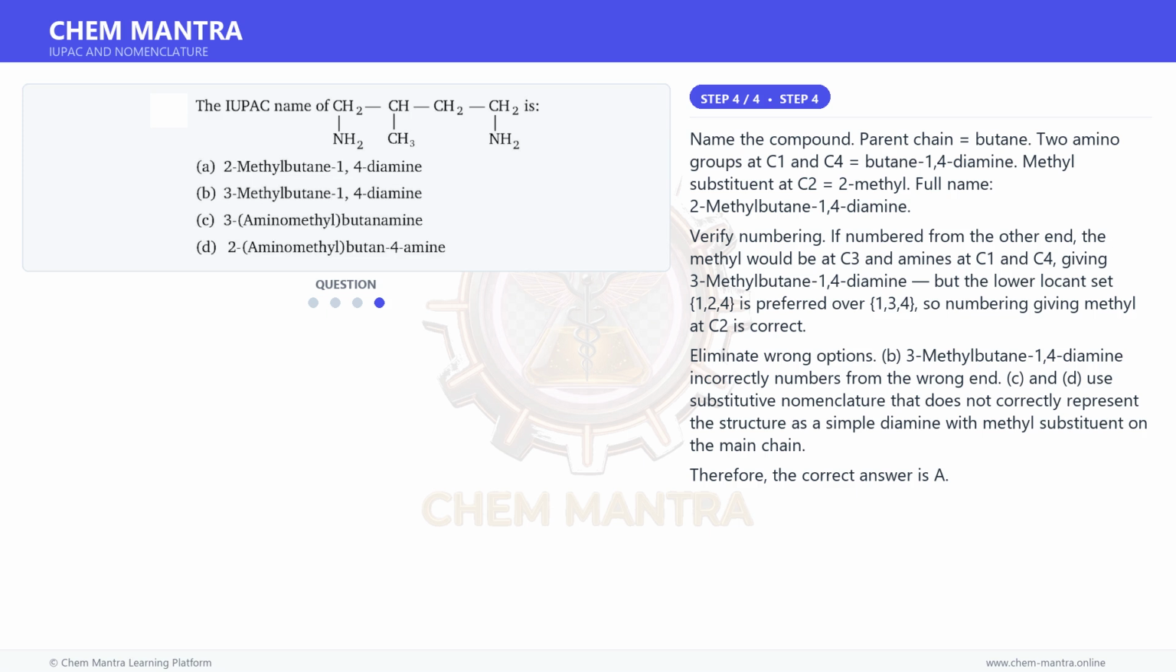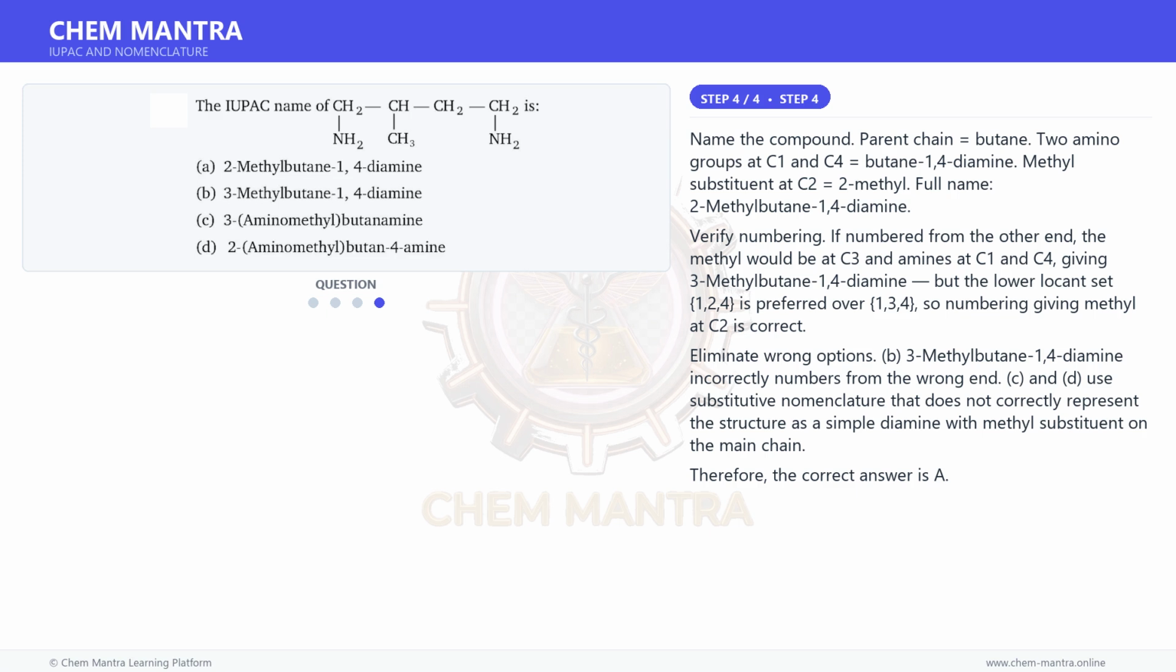If numbered from the other end, the methyl would be at C3 and amines at C1 and C4, giving 3-methylbutane-1,4-diamine, but the lower locant set 1, 2, 4 is preferred over 1, 3, 4, so numbering giving methyl at C2 is correct. Eliminate wrong options.